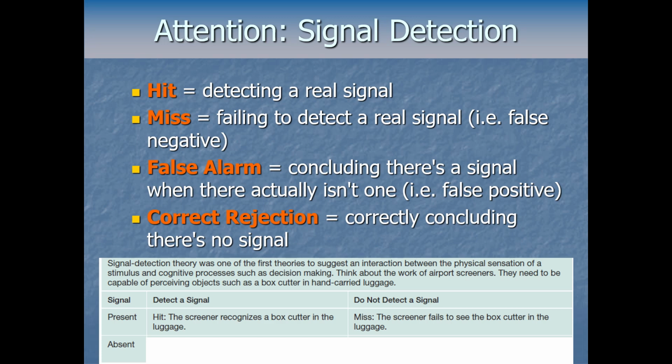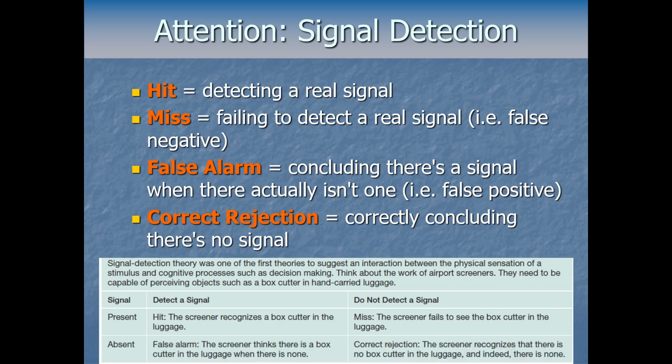But other times there's no signal actually there. In other words, there's no box cutter in the luggage. So in that case, if we detect a signal, so we think there's one there and we stop and search them, we've made an error. It's a false alarm. But if we look at the x-ray on this totally safe luggage and conclude, yeah, there's nothing there, moving on, that would be a correct rejection.